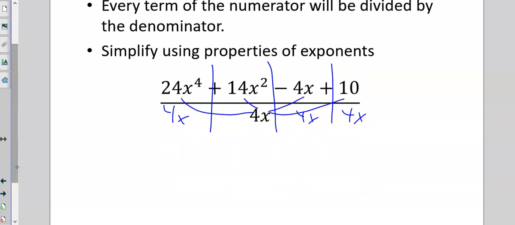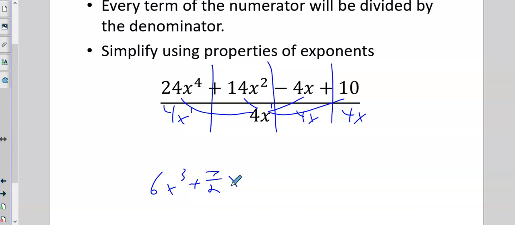24 divided by 4 is 6. X to the 4, x to the 1. Remember, we subtract them, so that's x cubed. 14 over 4, we cannot reduce, not a whole number, so we just, what goes into both? 2. So that's going to be 7 halves. X2, x1, x1.